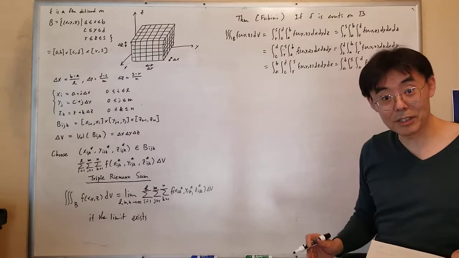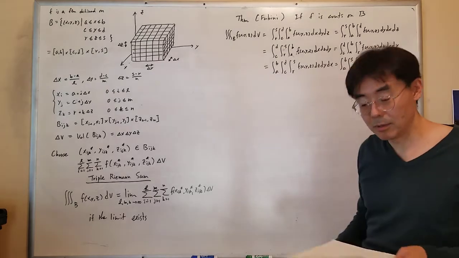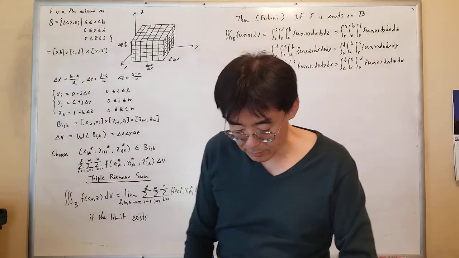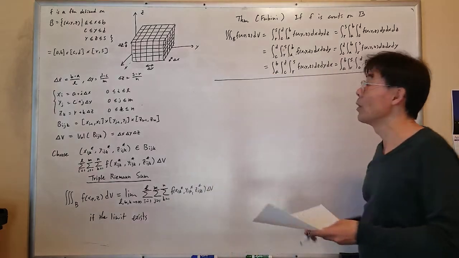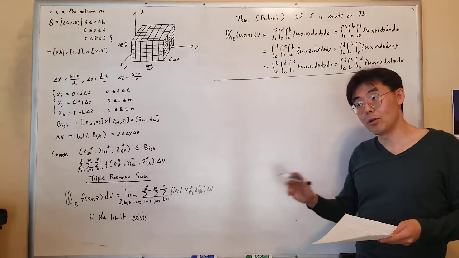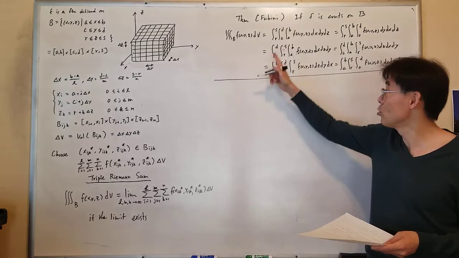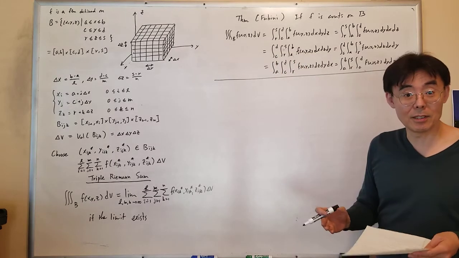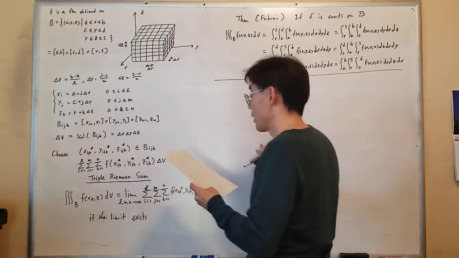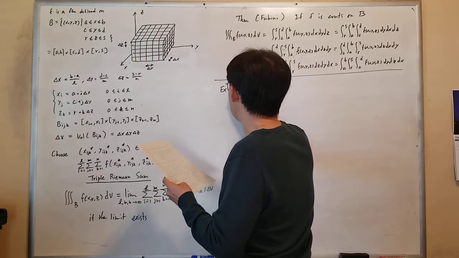Okay? There are 6 different orders, and all of them are equal. So because of this, when you have a triple integral of a function on a rectangular box, you just choose one of those orders which gives us the easiest integration.